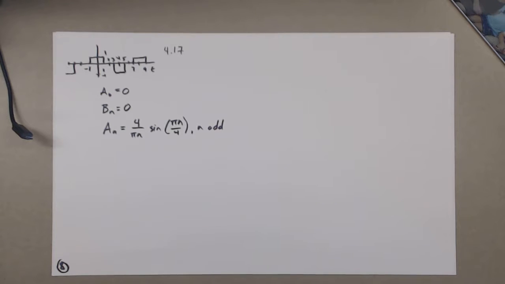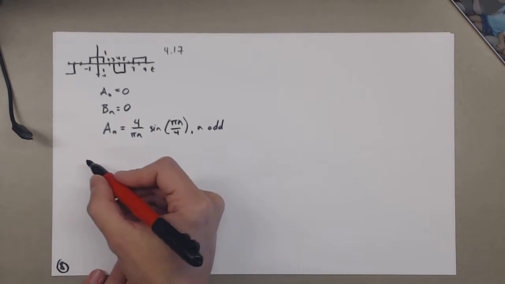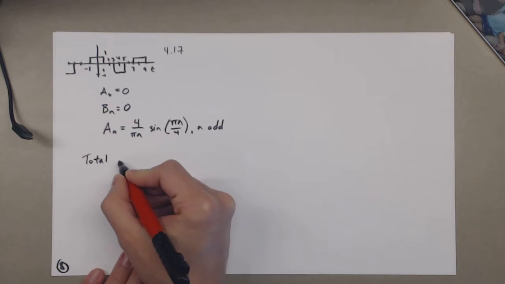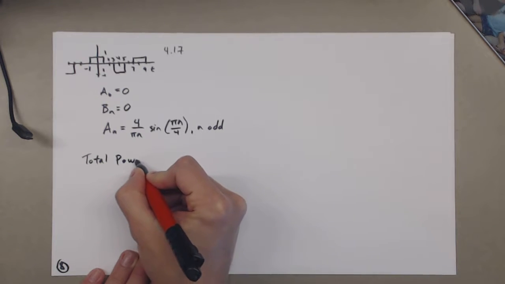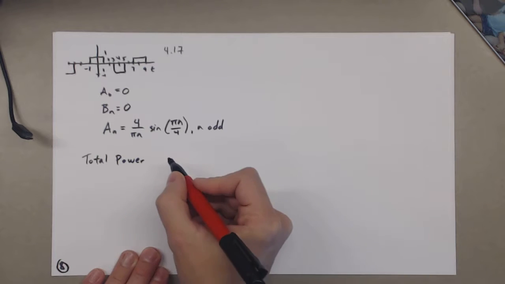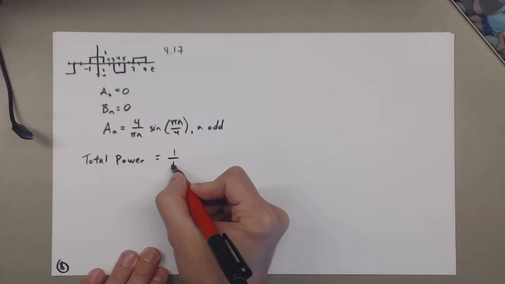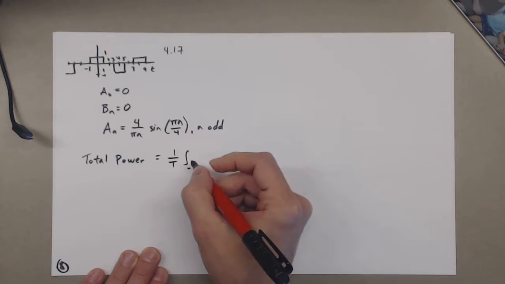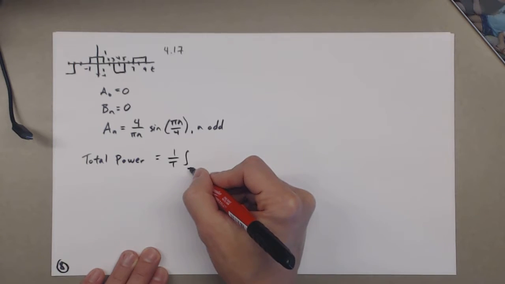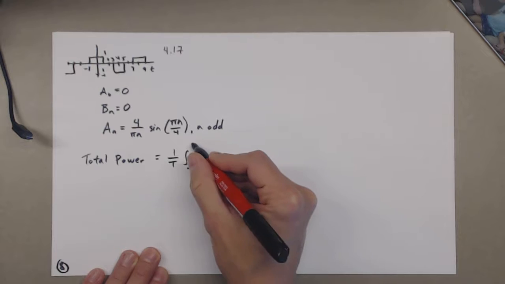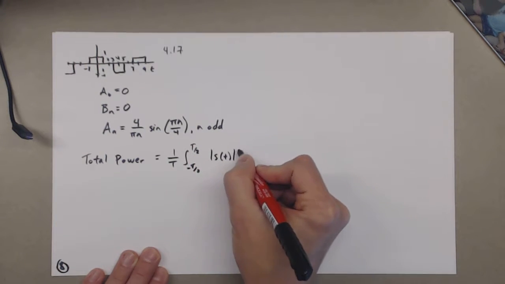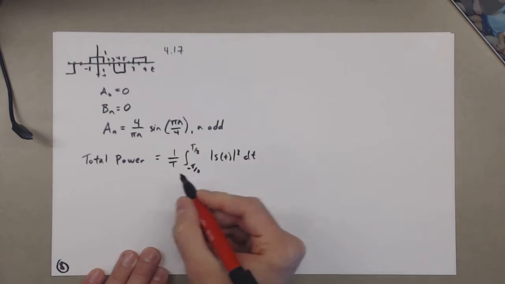And in this particular video, we're going to be looking at examining the power in this signal and then the power in the various harmonics. So the total power in this signal, the total average power, is found most easily in the time domain, and we want the time average power, so that's why we're dividing by T. Look over one period, square the signal and integrate it.